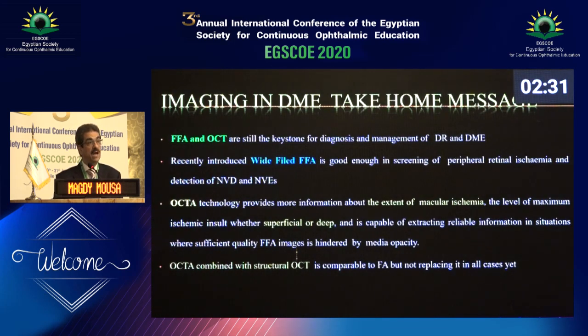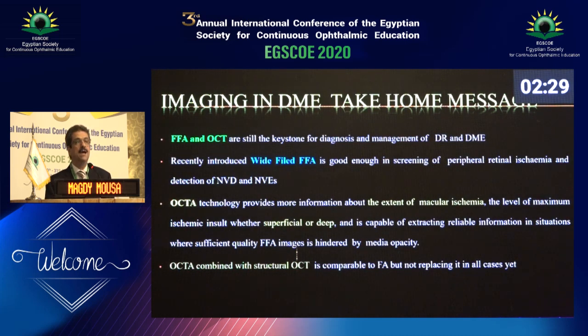So at the end of my talk, I can say that fluorescein and OCT are still the keystone, the gold standards in the diagnosis and management of diabetic macular edema and diabetic retinopathy. Wide field fluorescein is very important to detect what is going on at the periphery, because sometimes the periphery is the clue of recurrent diabetic macular edema and the amount of ischemia there secreting more and more VEGF.